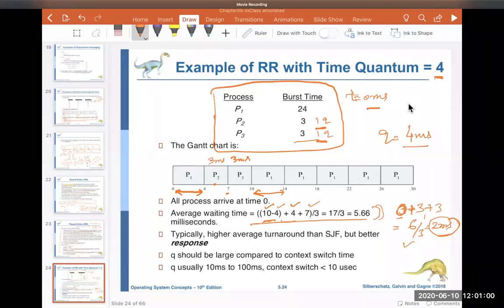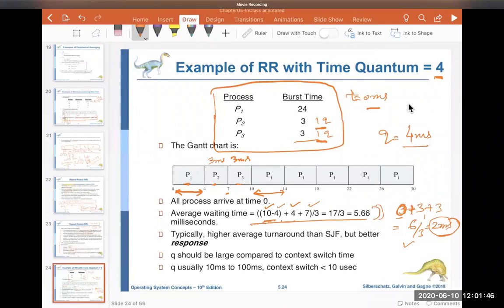Like P1 would start execution and start responding, P2 would start responding, P3 would start responding. So round robin gives equal chances to all the jobs to respond. This is why it is called a fair algorithm, because it allocates the time slice to each and every process, and each process starts responding and starts its processing. Hope I'm clear on it.